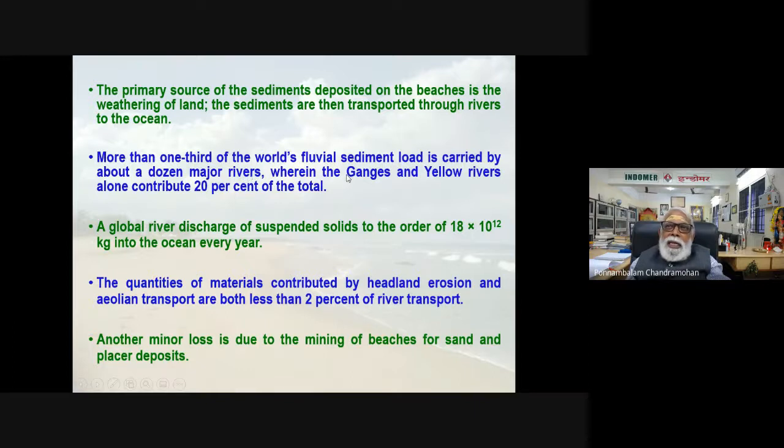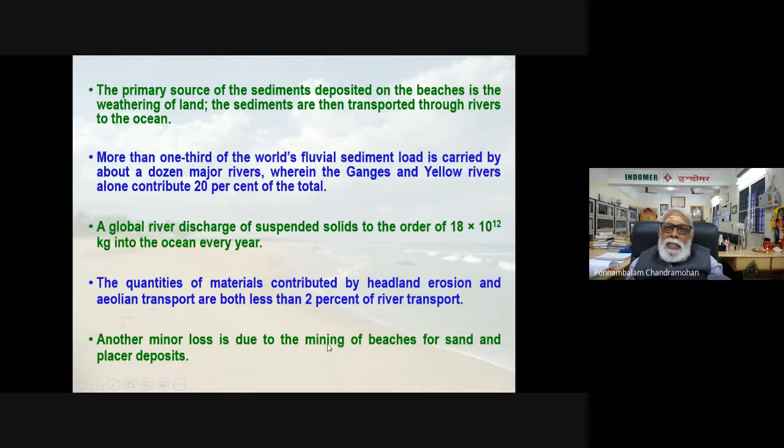Among them, the Ganges in India and the Yellow River in China contribute 20% of the total. So these are all values I have given. You can just see how much it is. Mostly headland erosion and wind transport bring about 2% of the river transport.